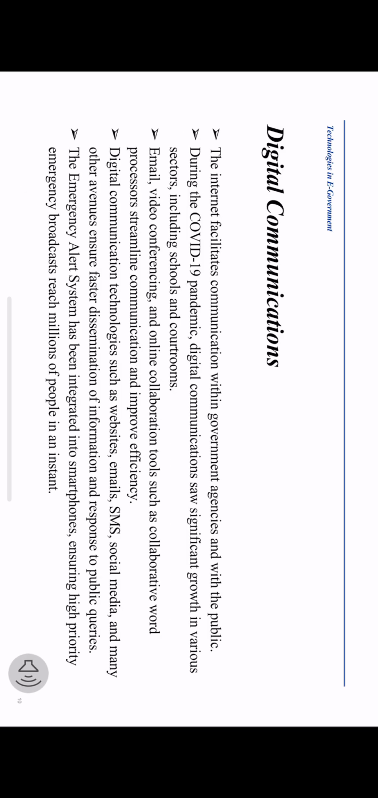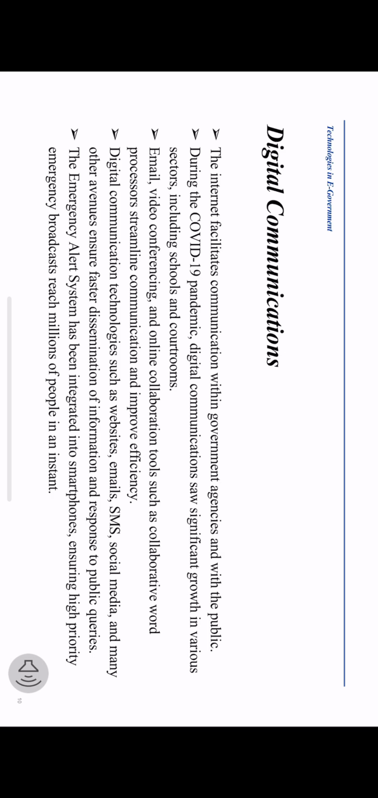Digital communications. The internet facilitates communication within government agencies and with the public. Some of the ways in which it does this are SMS, email, and online video conferencing, which we saw an increase of during COVID, both from schools but also from courts. And they've also got websites, and more recently, governments are using social media.